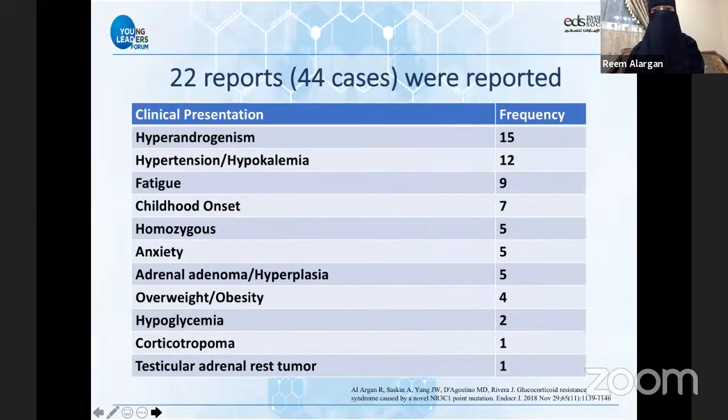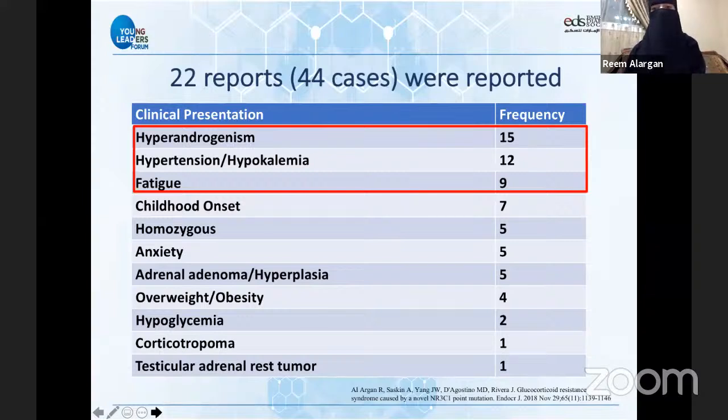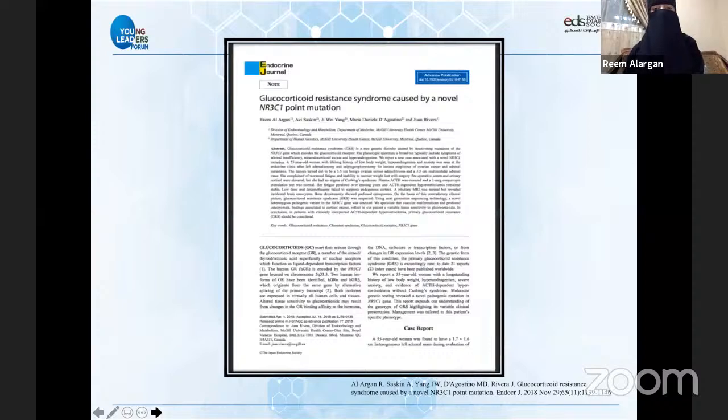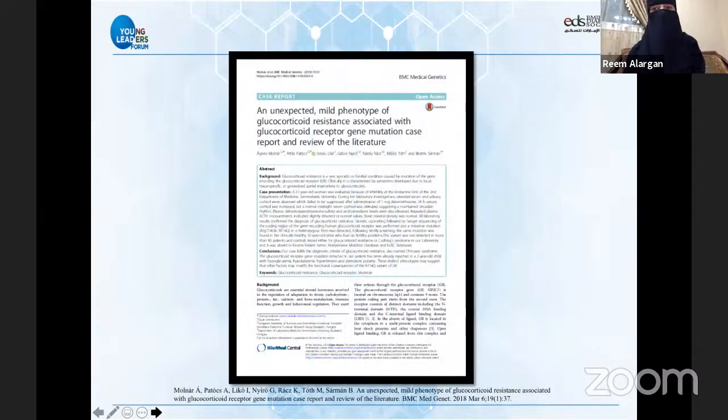And when you look at their clinical picture, you find that most of them present with hyperandrogenism followed by hypertension, hypokalemia, and fatigue. Rarely some patients presented with anxiety, adrenal adenoma, hyperplasia. Only two patients presented with severe hypoglycemia. One patient presented with pituitary adenoma, and one patient presented with testicular adrenal rest tumor. So this is, as I mentioned, the clinical manifestation, which results from hyperandrogenism, hyperaldosteronism, or other non-specific symptoms.